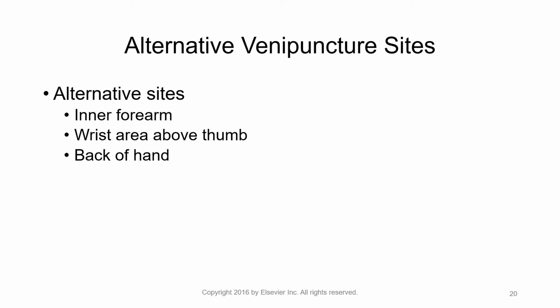And always remember, wherever you're puncturing, wherever you want to draw the blood from, make sure your tourniquet is around 1 hand's width above that site, 3 to 4 inches. The tourniquet should follow your site selection on the body.